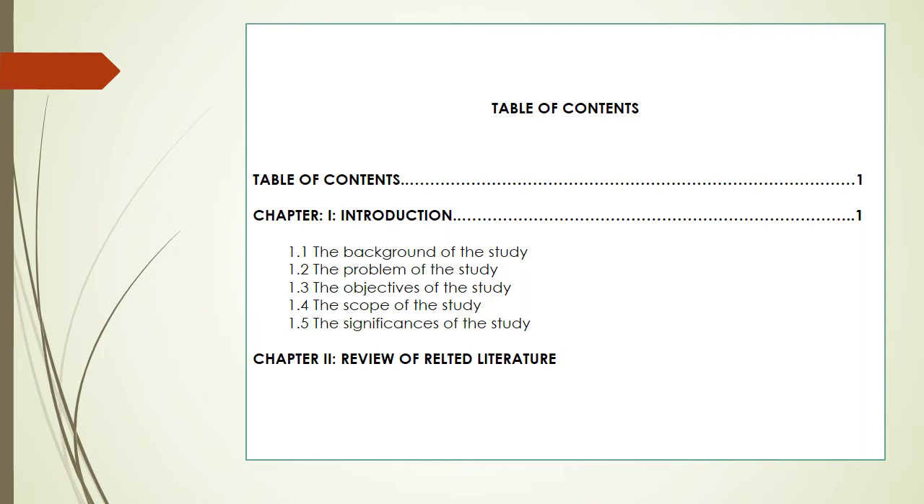So as we can see, chapter 1 is the introduction, and there are usually 5 points in chapter 1. They are the background of the study, the problem of the study, the objectives of the study, the scope of the study, and the significances of the study. These 5 points are what we are going to talk about in this video.